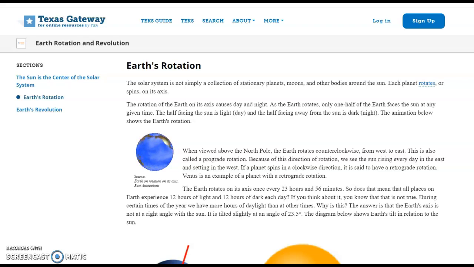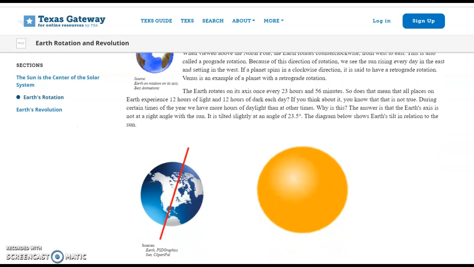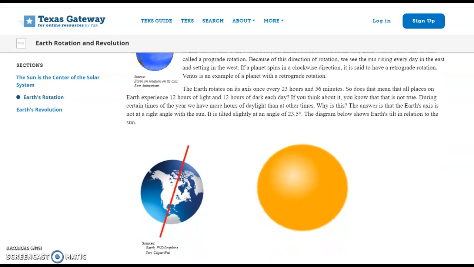So does that mean that all places on Earth experience 12 hours of light and 12 hours of dark each day? If you think about it, you know that that is not true. During certain times of the year, we have more hours of daylight than at other times. Why is this? The answer is that the Earth's axis is not at a right angle with the sun. It is tilted slightly at an angle of 23.5 degrees. The diagram below shows how Earth's tilt is in relation to the sun.